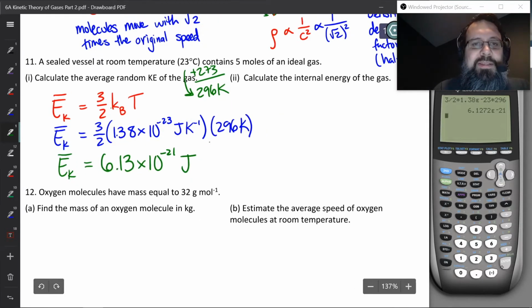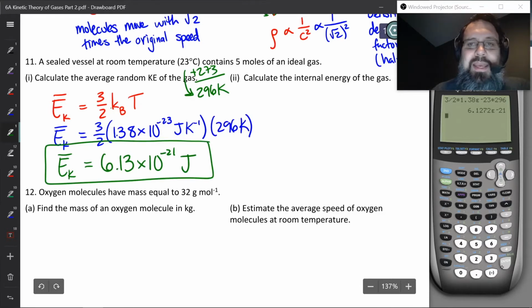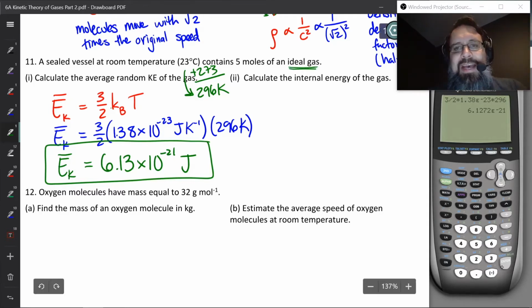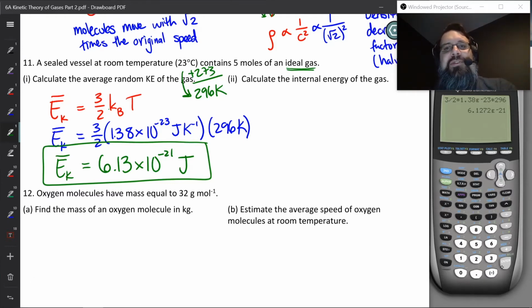Okay, next question. It says, calculate the internal energy of the gas. Okay, so that's kind of strange. Didn't we just figure out the energy here? Wait, okay, hold on a second. The internal energy is the kinetic energy plus the potential energy. But since it's an ideal gas, there is no potential energy.